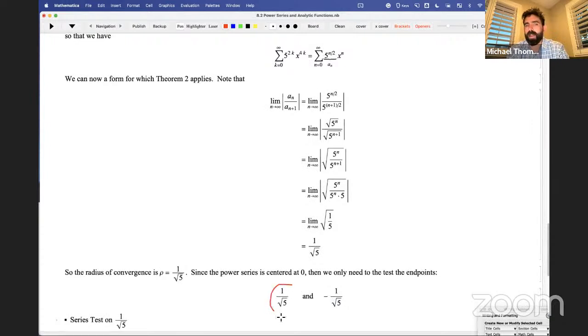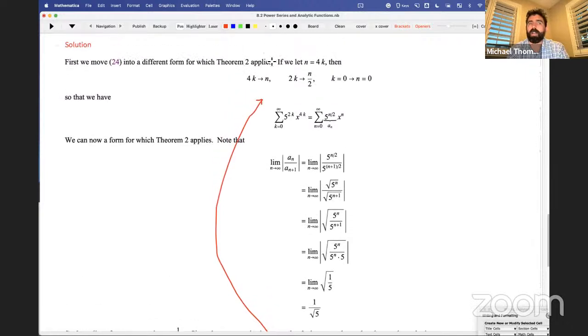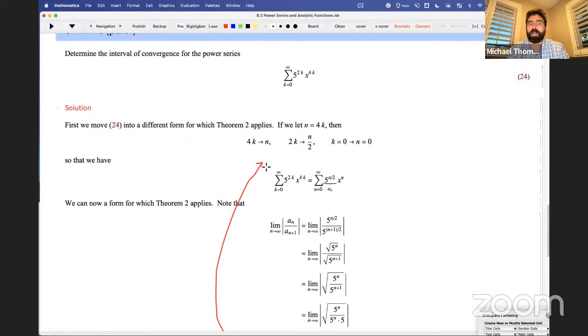What we're going to do, it's only 2 points, right? We're going to take this one. We'll start with that one and we'll plug it into the original. We'll plug it in right here. And when you plug it in, you're going to get a series of constants. And then you're going to apply series tests to that.